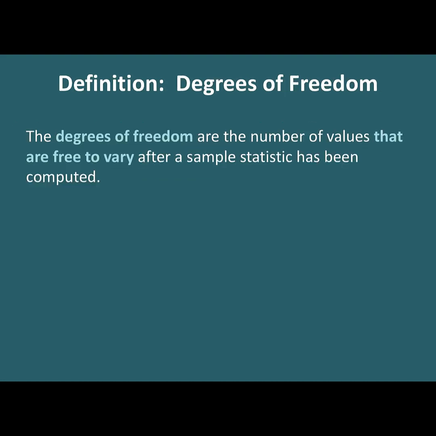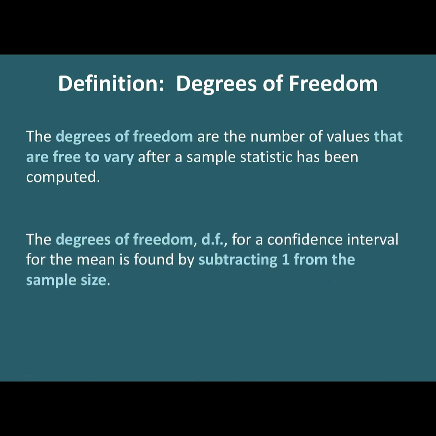The degrees of freedom are the number of values that are free to vary after a sample statistic has been computed. The degrees of freedom, df, for a confidence interval for the mean is found by subtracting 1 from the sample size. Thus, the formula for degrees of freedom will equal n minus 1.